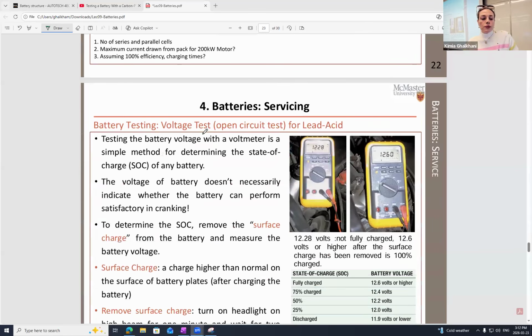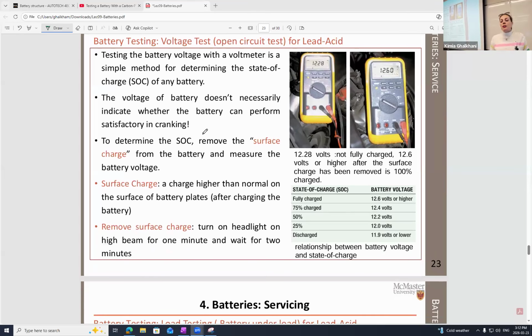Next is about testing the battery voltage. So far, we learned the battery structure. We learned how to design our customized pack. And it's time to look at any troubleshooting. Now you have the pack ready. Suppose you have been given a chance to look at the functionality of a battery pack being installed in an electric vehicle or hybrid electric vehicle. And in case it has some problem or some issue, troubleshoot it.